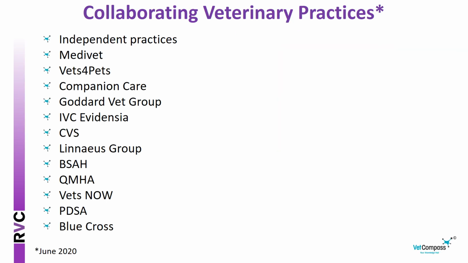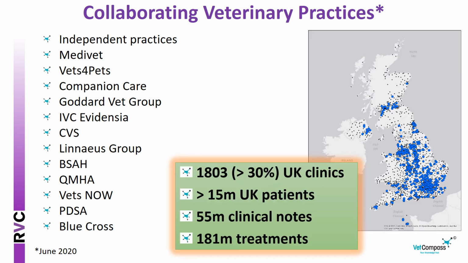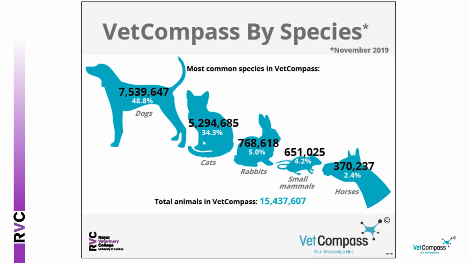VetCompass in the UK, currently almost every single major veterinary group is sharing data with VetCompass, as well as many independent veterinary practices. These practices are spread right across the UK, and currently we have over 30% of all UK practices feeding in data every day into VetCompass. Cumulatively, that gives us information on over 15 million UK patients. When we break these down by species, dogs and cats are by far and away the most common, but there are over 750,000 rabbits in the VetCompass database, and it's this species we're going to focus on for the remainder of this presentation.